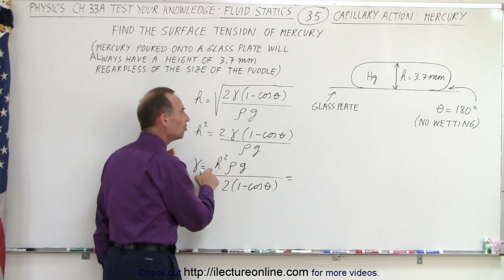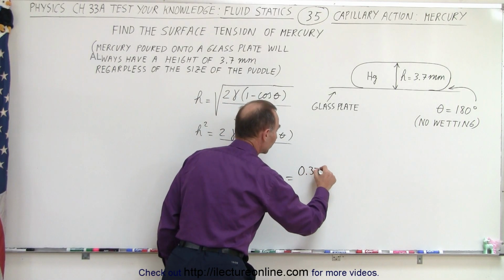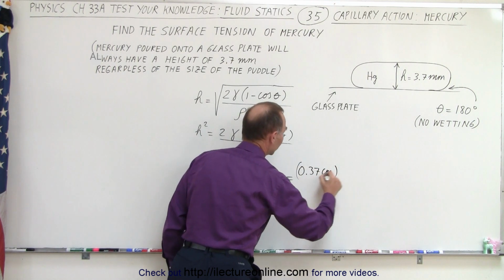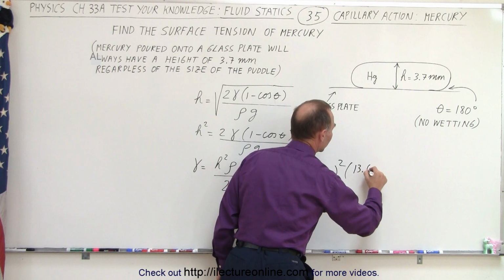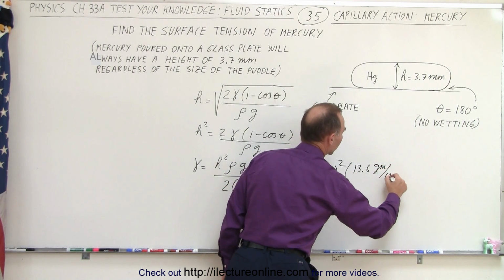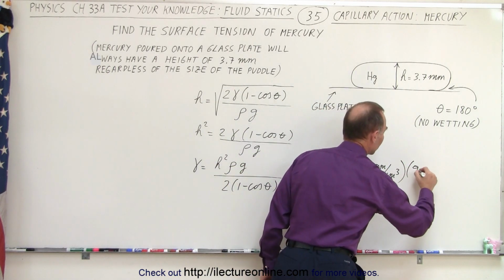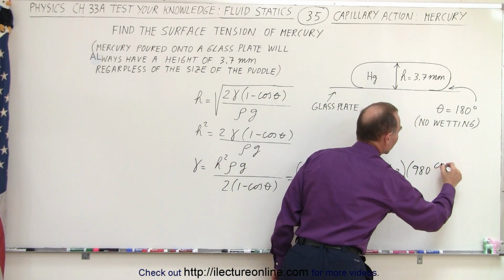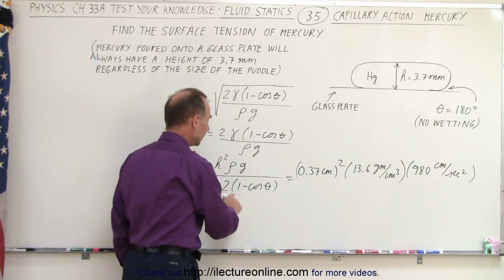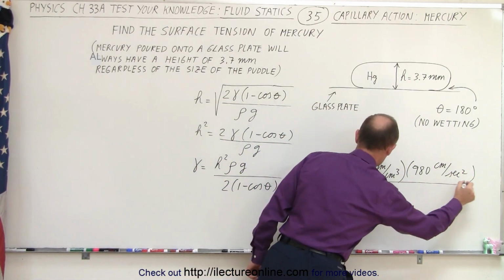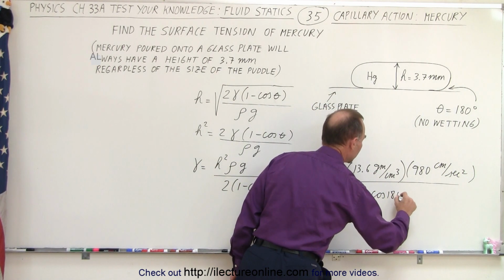We have to convert to CGS units, so 3.7 millimeters is 0.37 centimeters. We have to square that. The density is equal to 13.6 grams per cubic centimeter. Acceleration due to gravity in CGS units is 980 centimeters per second squared. And then we divide all that by 2 times 1 minus the cosine of 180 degrees.